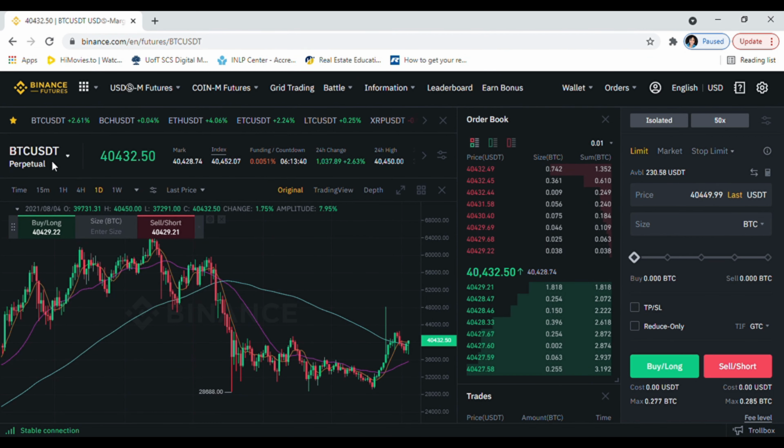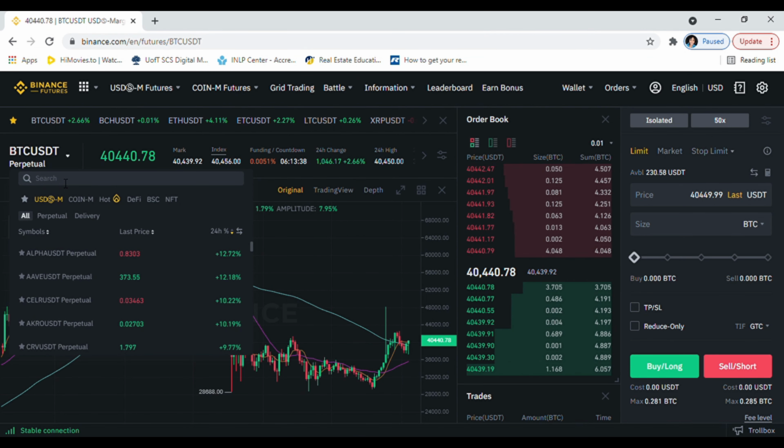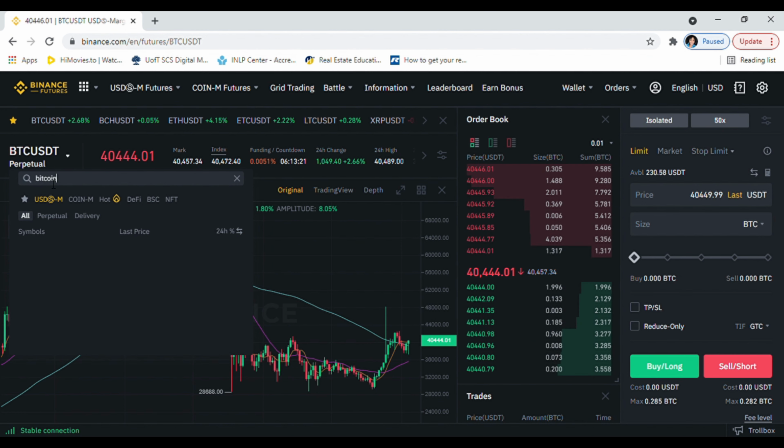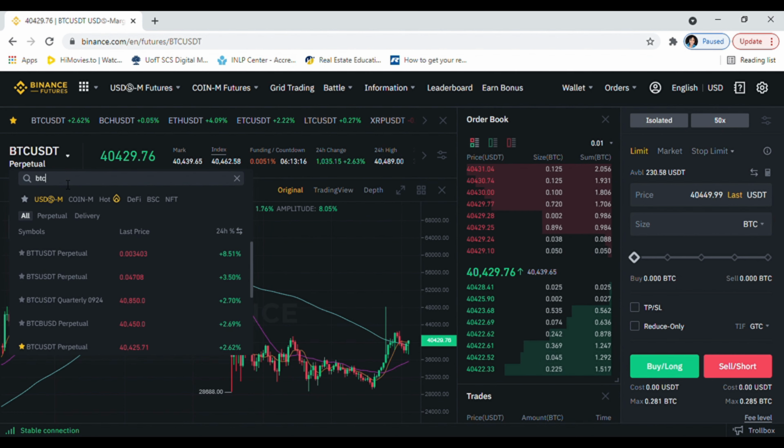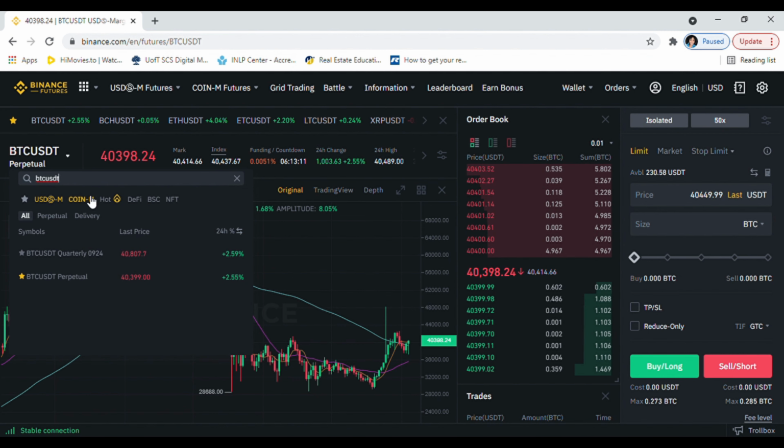Okay, so on the left side here, this is where you can choose which type of currency you want to trade. Right now I'm on Bitcoin, and all of the coins are written as acronyms, right? You don't spell out the whole name. If I type Bitcoin, it's not going to show up. The acronym for Bitcoin is BTC USDT. I'm trading Bitcoin with the USDT pair, and once I click on that, you want to select perpetual.